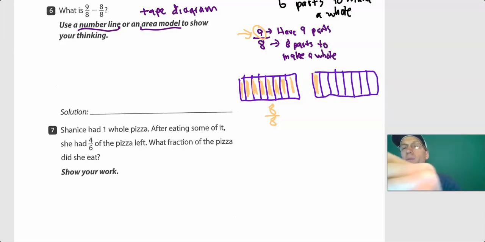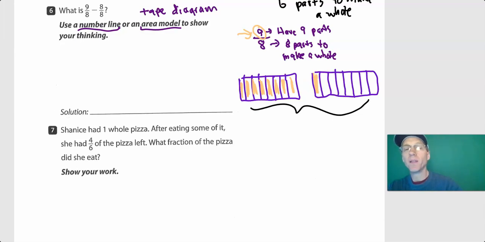So altogether, what I could do, this altogether, that's what 9/8 looks like. Does that make sense? 9/8 looks like more than one whole. Okay? Now they want us to use a number line.